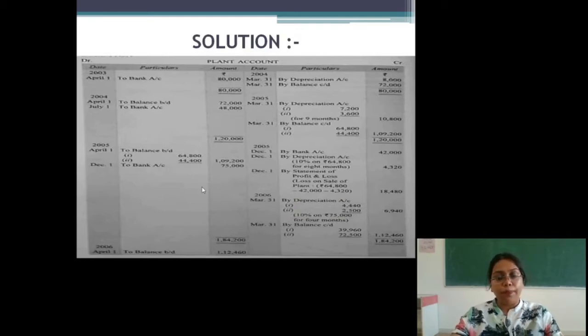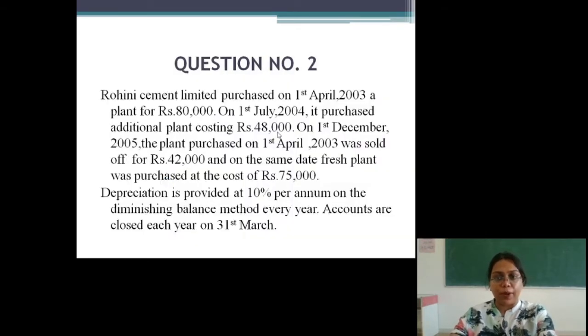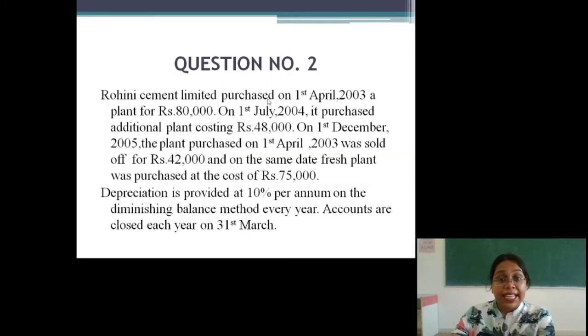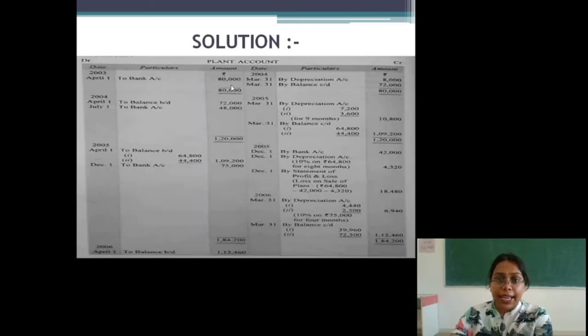We will start from purchasing a machinery. So we are purchasing the first machinery on 1st April 2003. So we will write here 2003 April 1st to bank account. How much? 80,000. We are purchasing a plant for rupees 80,000. So we will write here 80,000.